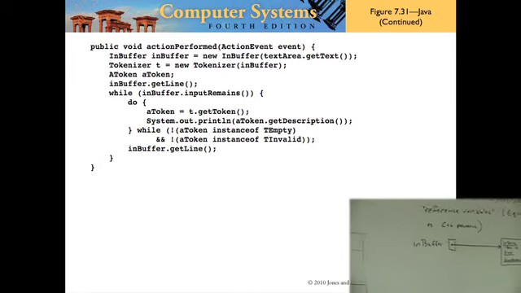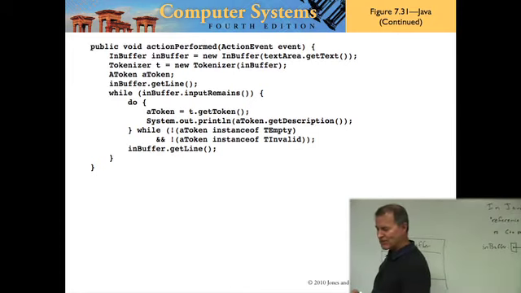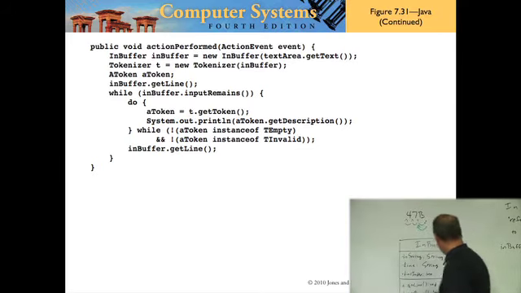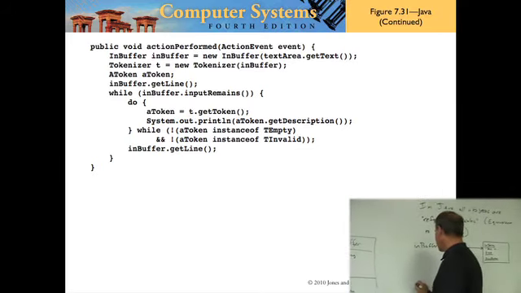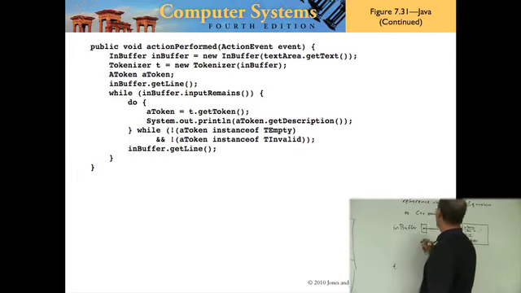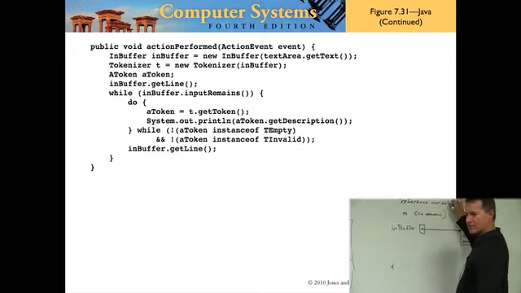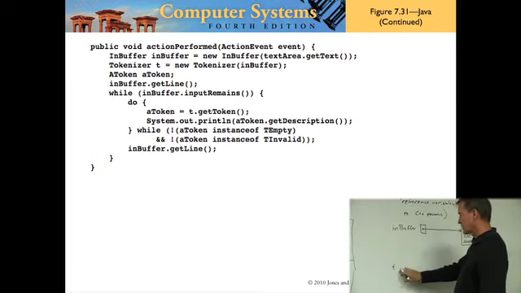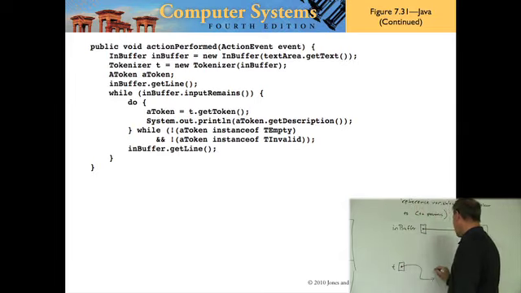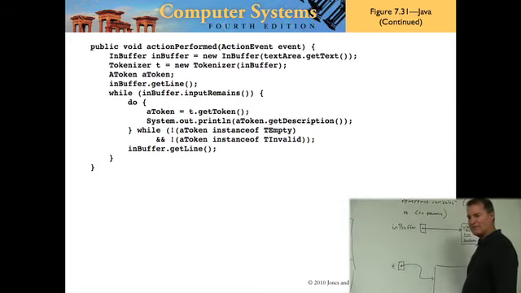It says tokenizer T gets what? New tokenizer, but what's it passing? An in buffer. So now look, here's T. Are you with me? Now what is T? A tokenizer. I know, but in Java it's an object. But in Java, what are all objects? They're pointers. So this T is a reference to a tokenizer. Are you with me? So it's pointing to a big tokenizer.